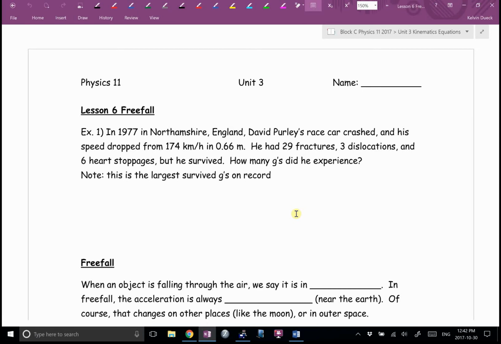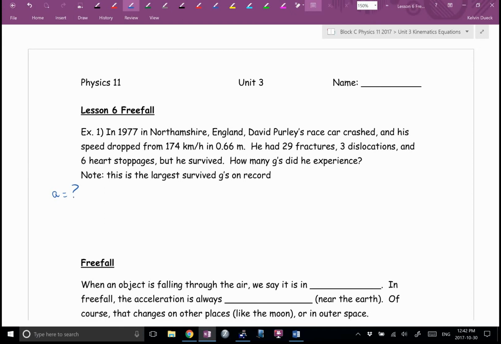But I kind of want to know how many G's this is. When I say how many G's, what am I really asking you to find? Acceleration, time, VF, VI, or D? So let's start out by going A equals question mark. And now let's start reading.